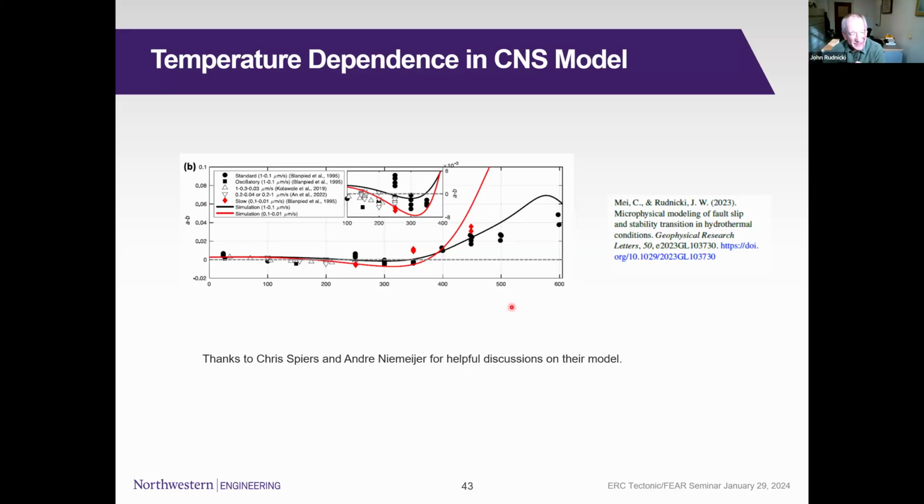There's theoretical evidence, mainly due to Jim Rice, that the temperature dependence of A is 1 over temperature. But that seems not to agree well with experiments on parameter variation with temperature. But you can include that in the CNS model, again, with some modification, and it occurs in the Barbeau model. And thanks here to Chris and Andre for very helpful discussions, really a tutorial on their model.